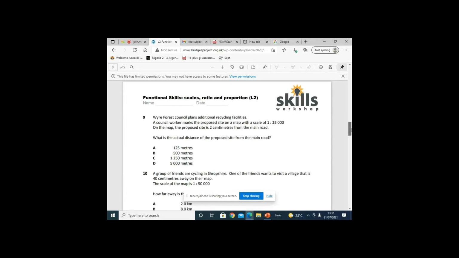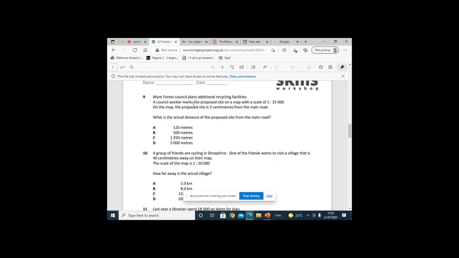Then I just want to look at this scale again. Question 9. Let's look at question 9. World Forest Council plans an additional recycling facility. A council worker marks the proposed site on the map, to be scale 1 to 25,000. On the map, the proposed site is 2 centimeters. So what is the actual distance of the proposed site from the main road?